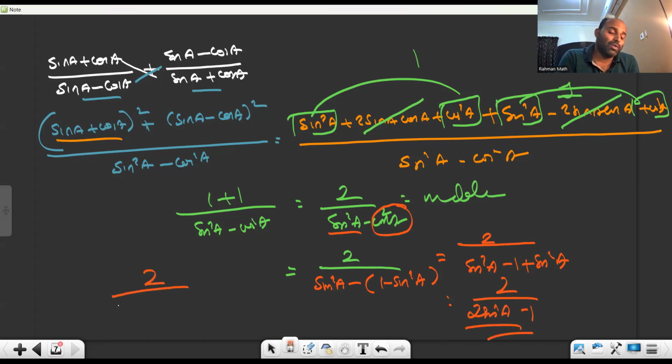Sometimes the question will come as 1 minus 2 sin square A or 1 minus 2 cos square A. Like that also a question can come. At that time, what you have to do? If they ask for 1 minus 2 cos square A, you change sin square A. What is sin square A? 1 minus cos square A. Like that you can change it. Okay, I hope everyone understood this RHS part.